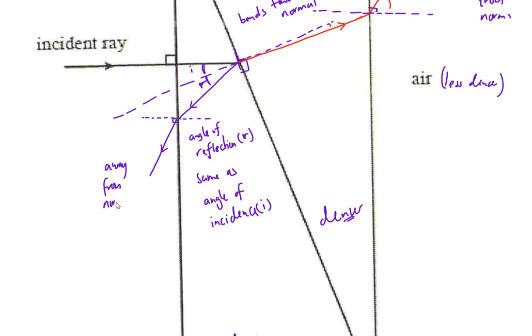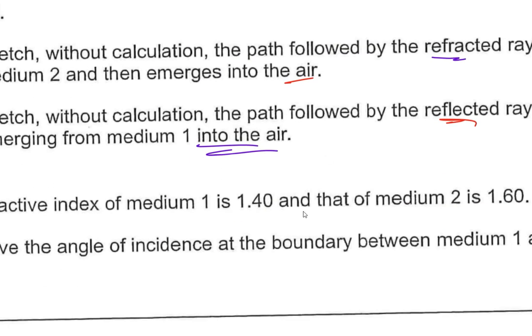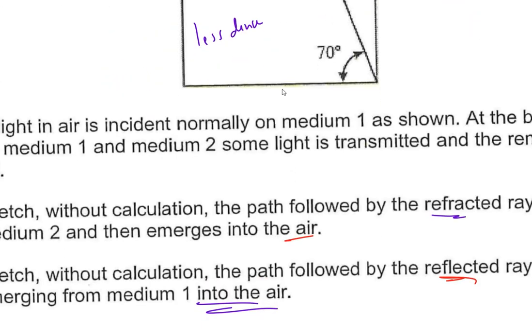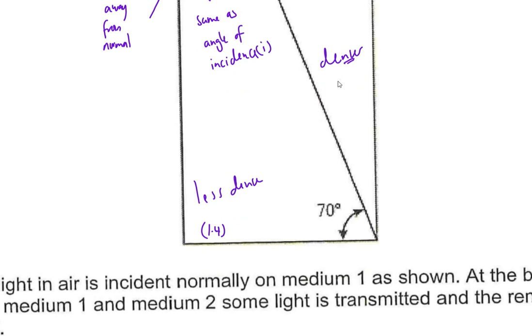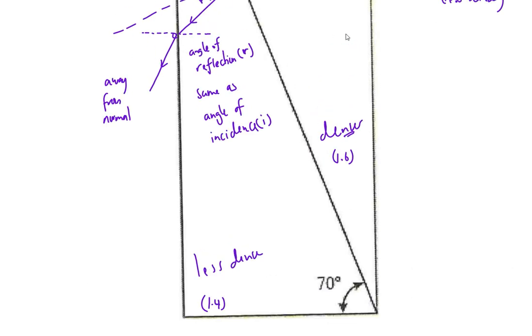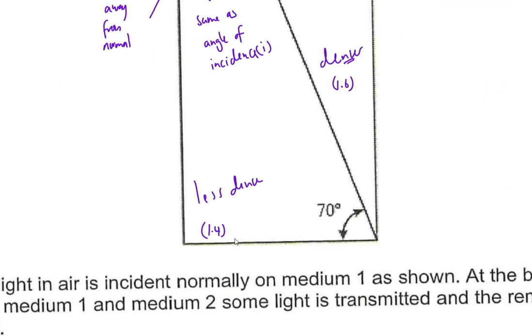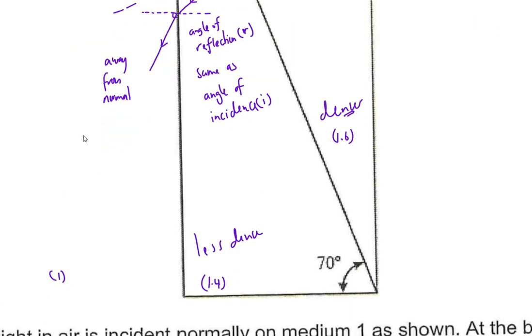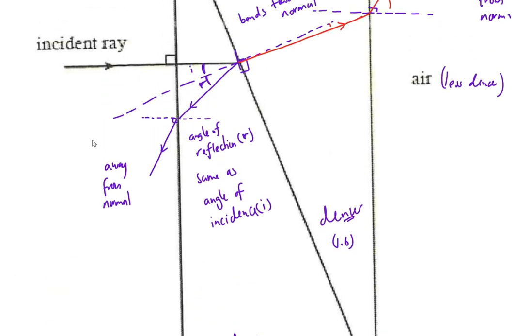Now how do I know it's going to bend away from the normal? I know because the refractive index of medium 1 is 1.4, and medium 2 is 1.6. So we have medium 2, which is denser, followed by medium 1, and then air. We know that the refractive index of air is 1. So air is less dense. So therefore it bends away.